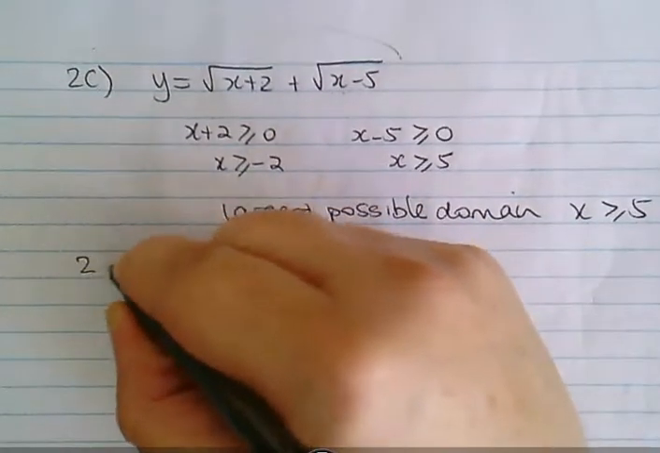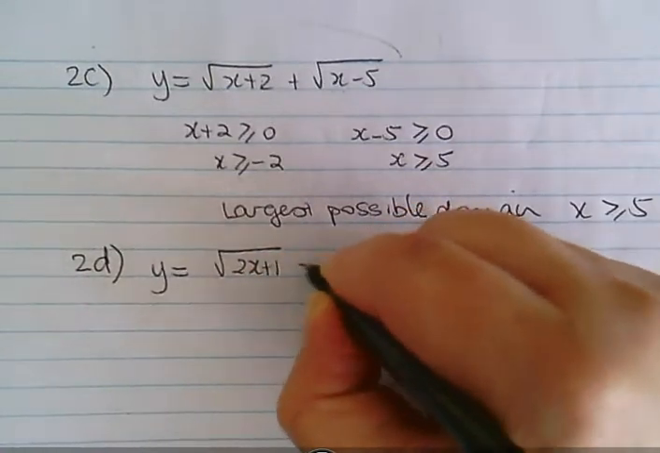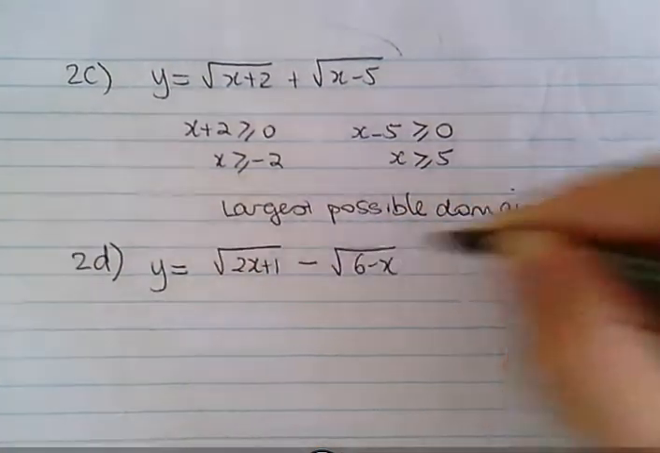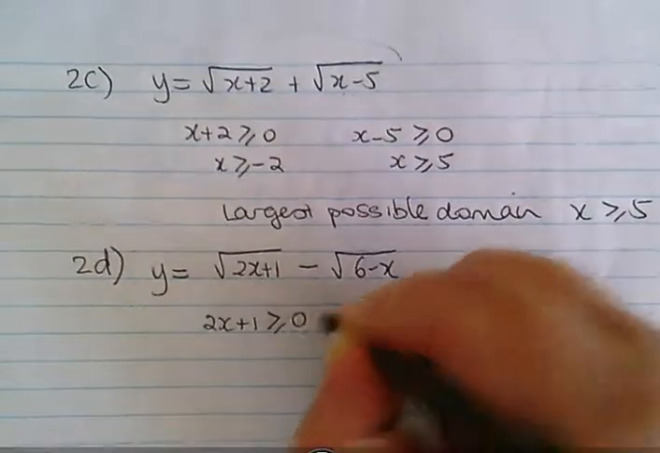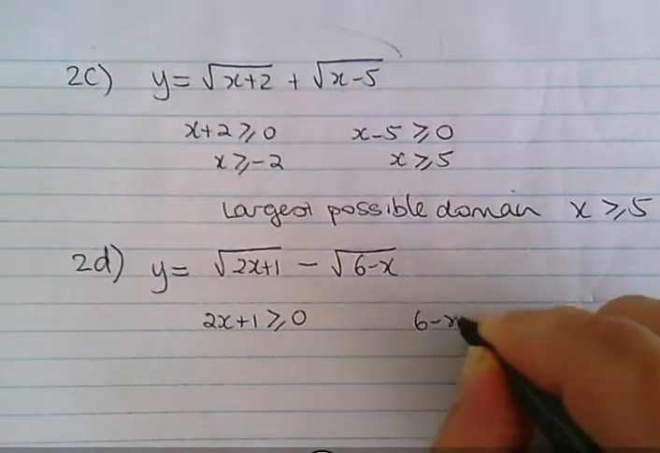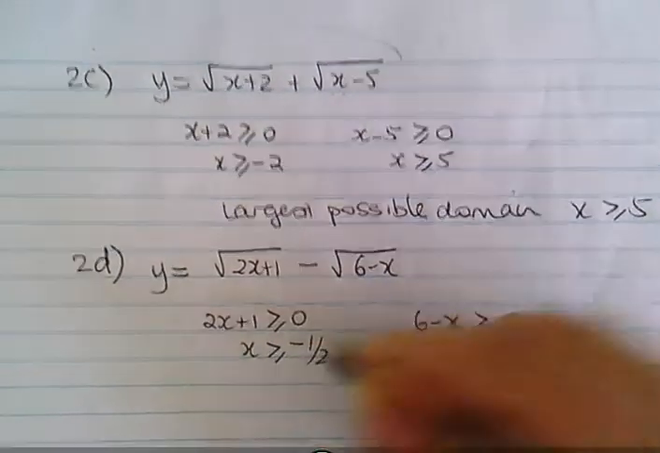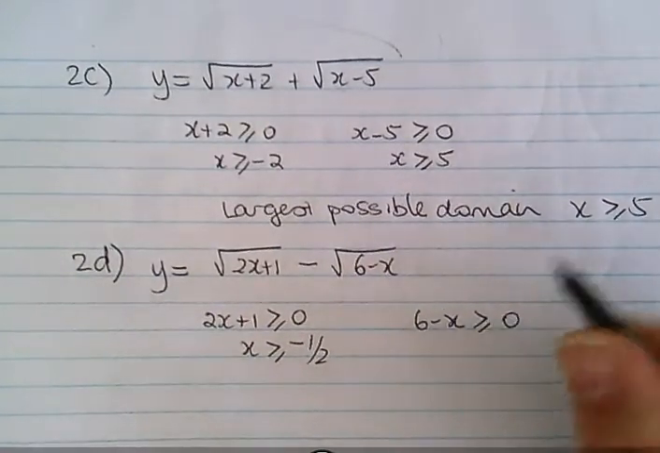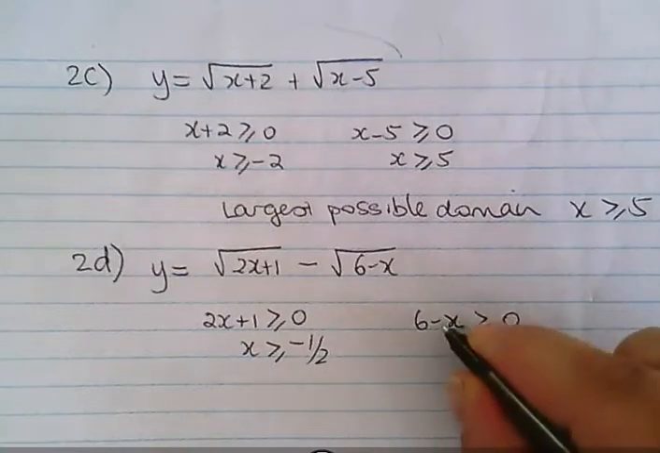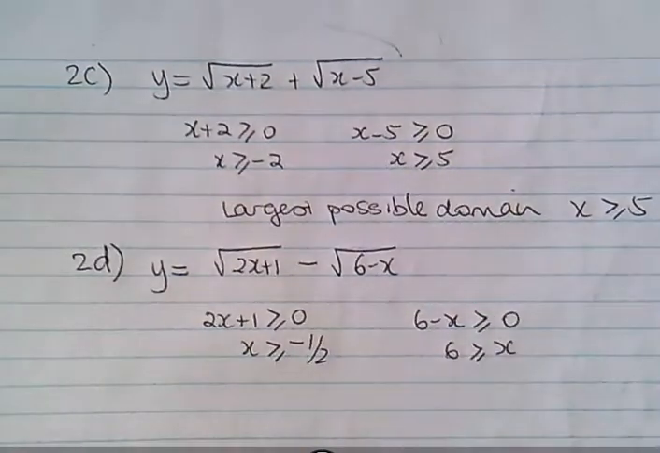All right, and 2d, y equals the square root of 2x plus 1 minus the square root of 6 minus x. 2x plus 1 is greater than or equal to 0, and 6 minus x has to be greater than or equal to 0. So x is greater than or equal to negative a half, and this one is telling me that, what? Careful. You can just take the x over. That's the easiest way, so you're not multiplying or dividing by a negative.